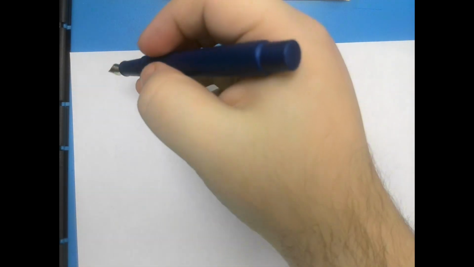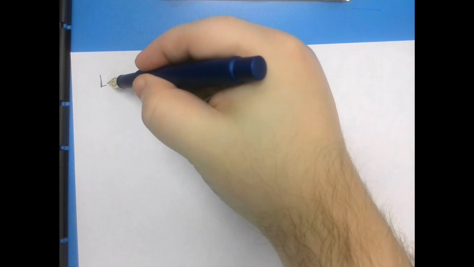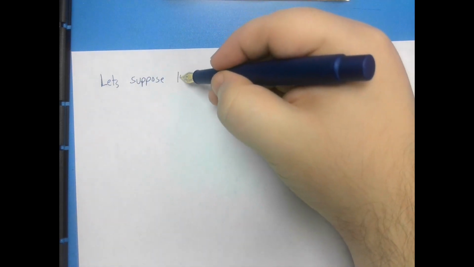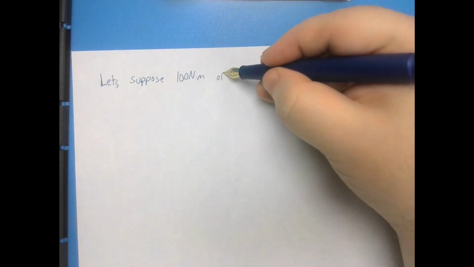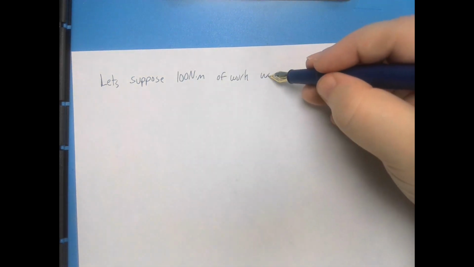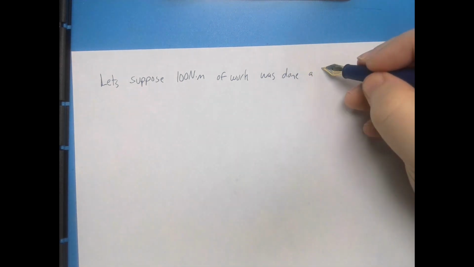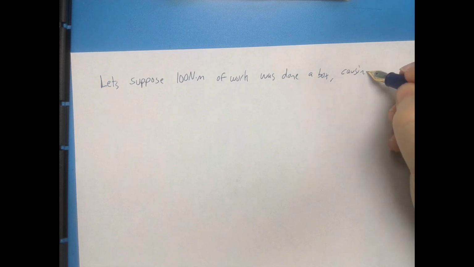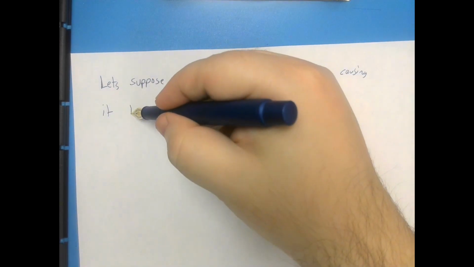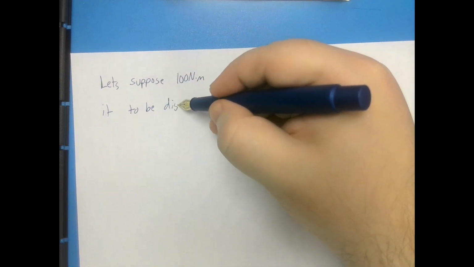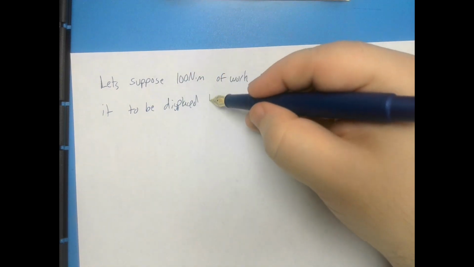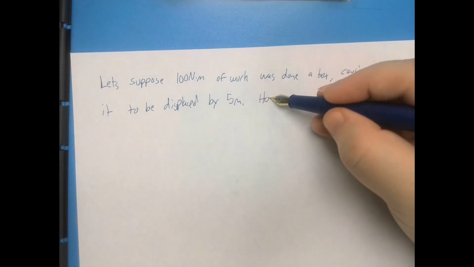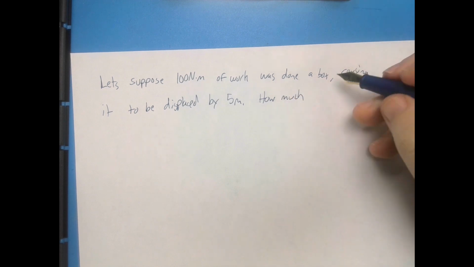So let's suppose 100 Newton meters of work was done on a box, causing it to be displaced by 5 meters. How much force was applied to the box?